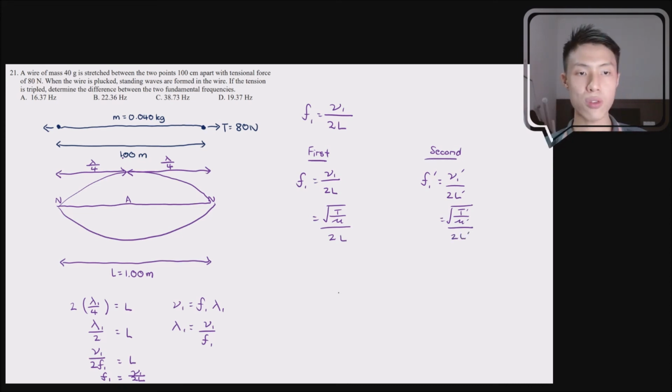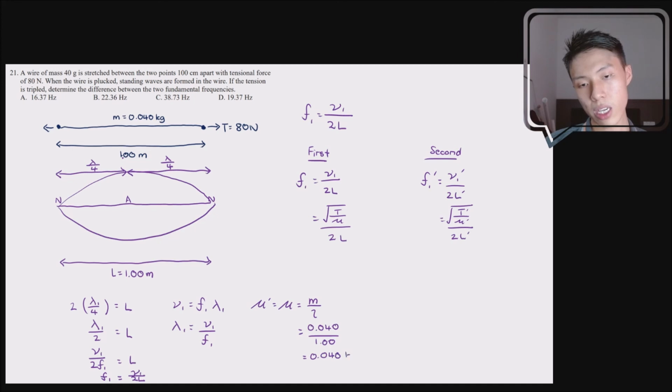We know that the mass per unit length should not change because you don't change the string. You don't change it from a metal string to a nylon string or whatever. It's the same string, so it should have the same mu. So you should expect that the new mu equals the old mu, and should equal the mass divided by the length, which is 0.040 divided by 1.00. So this will be 0.040 kg per meter. The tension here, we know that the new tension should equal 3 times the old tension. This is something that you need to take note of.